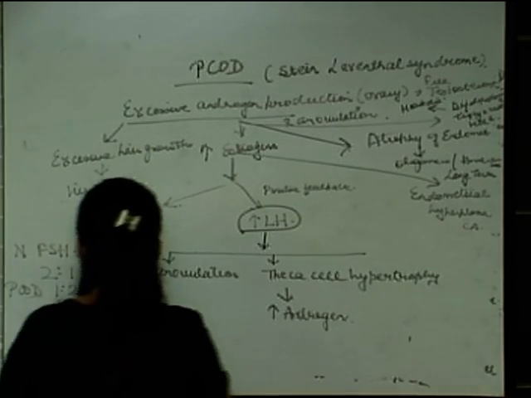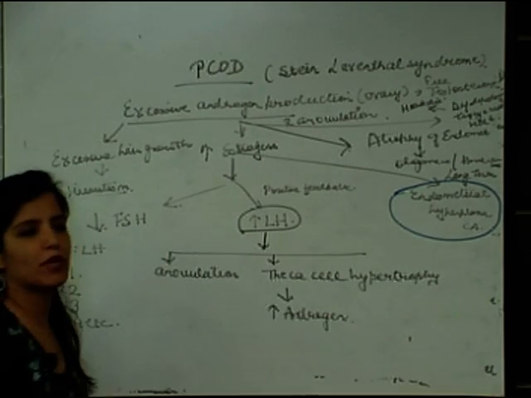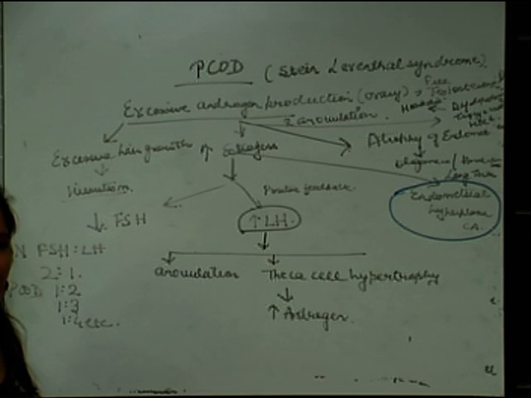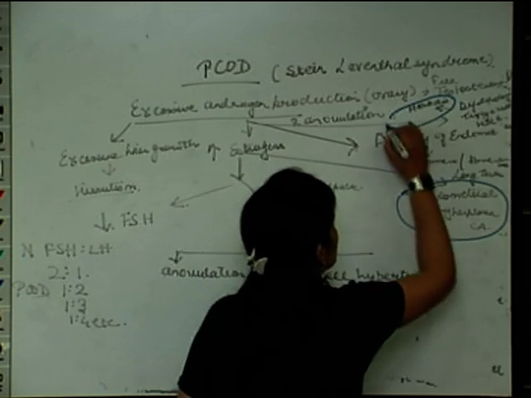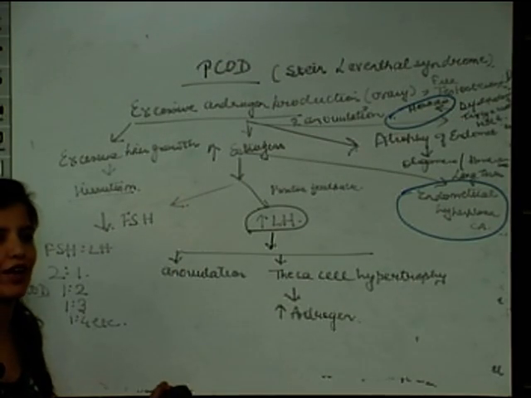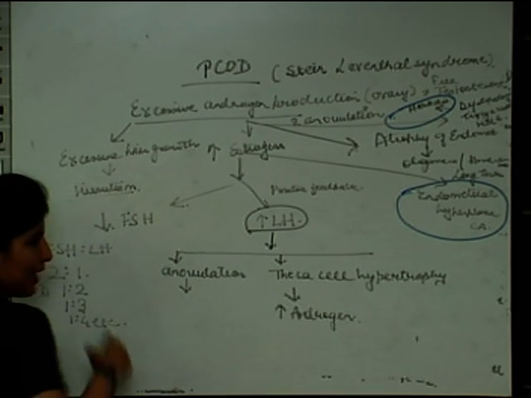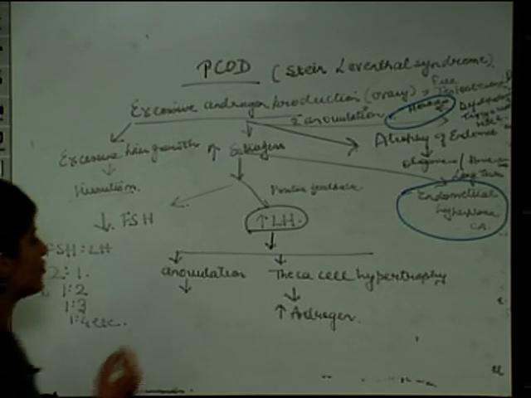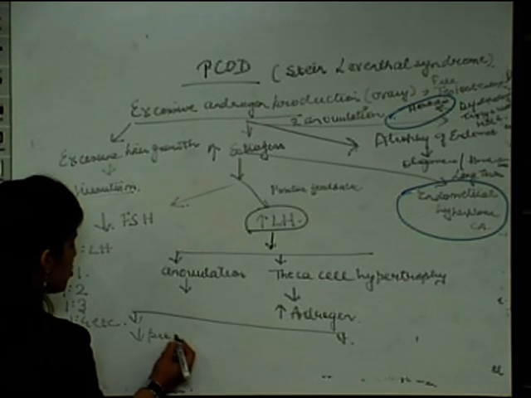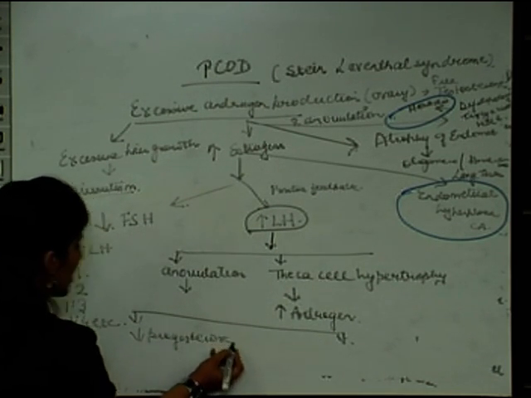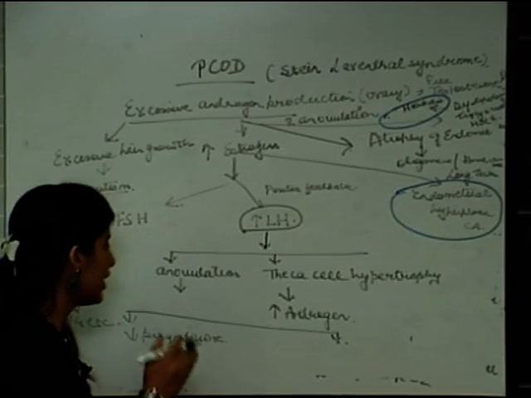So the future problems in case of PCOD: number 1, I told you here, in future patients of PCOD can have endometrial hyperplasia or endometrial cancers. And number 2, these patients are prone to coronary vascular disease. Because of anovulation, what will happen? If there is no ovulation, there will be very less progesterone. So the levels of progesterone in these females are decreased. That is another reason for oligomenorrhea or amenorrhea.